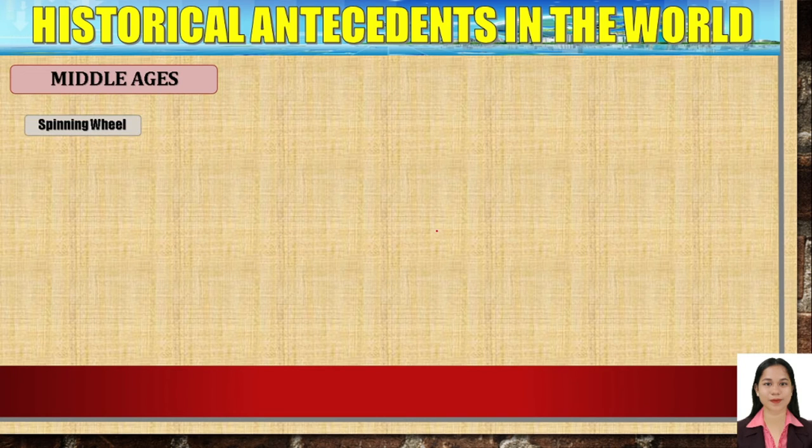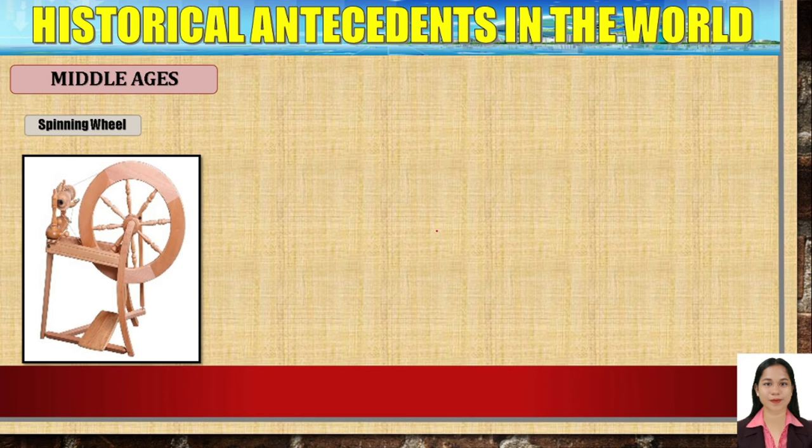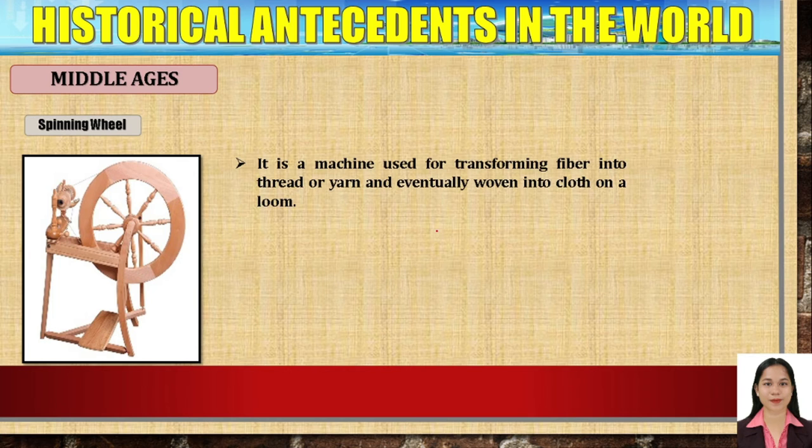The next one is the spinning wheel. Okay, so yung spinning wheel. This is another important invention under the Middle Ages. A spinning wheel is a machine used for transforming fiber into thread or yarn and eventually woven into cloth on a loom. So although no consensus could be made regarding the origin of this spinning wheel, it is theorized that the ancients invented the spinning wheel between 6th and 11th century.